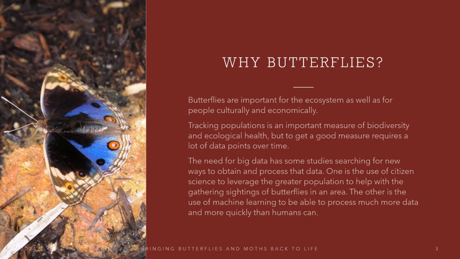But to get good measurements, it requires a lot of data points over time. This need for big data has caused some studies to search for new ways to obtain and process that data. One is the use of citizen science, which leverages the greater population to help with gathering sightings of butterflies in an area and tracking those changes over time. The other is the use of machine learning to be able to process much more data and more quickly than humans can.